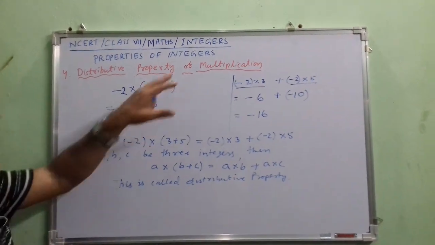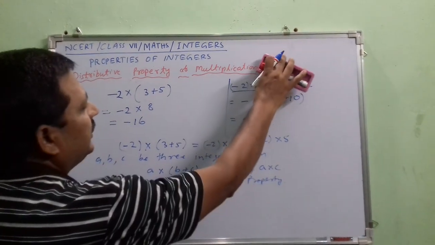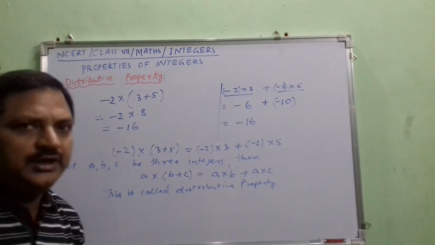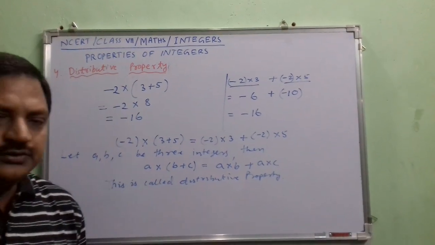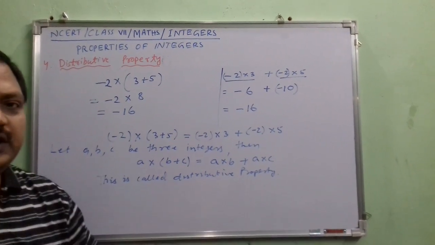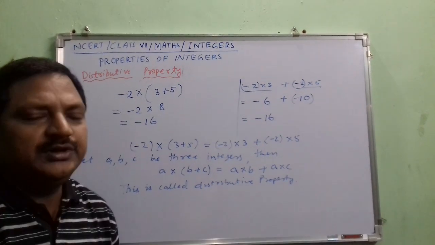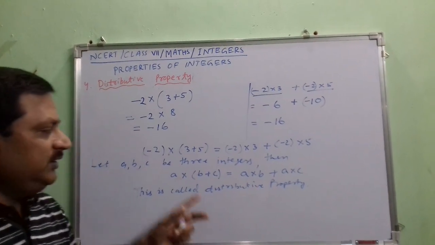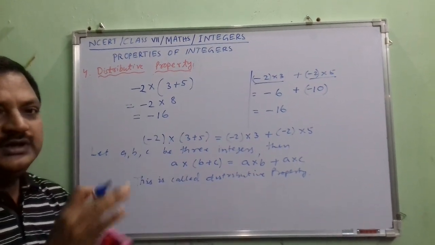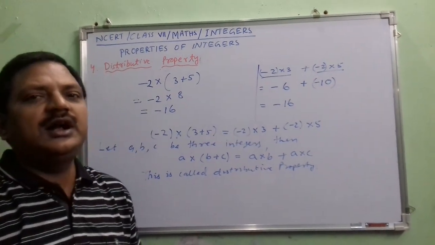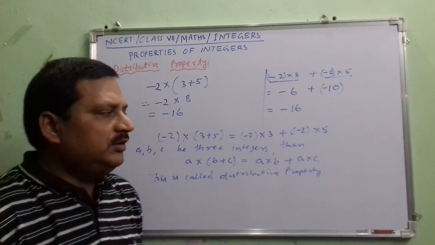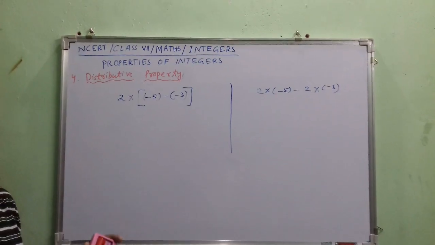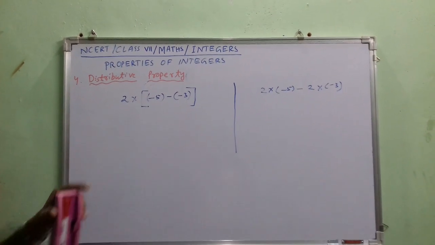Here it is not only about multiplication; it relates to both multiplication and addition. All the three properties that we have learned earlier are about multiplication only. Here you see the multiplication process distributes over the addition process. Now let us take another example.